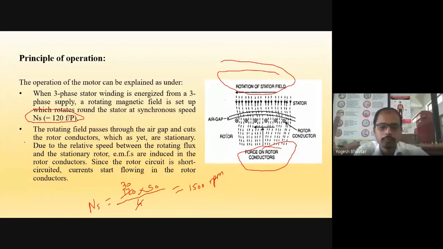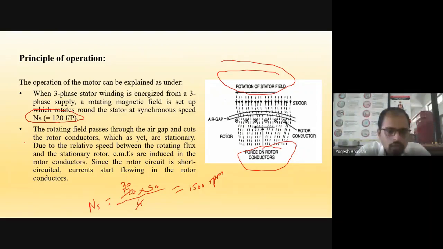Imagine that three-phase supply is given to the stator winding. The stator winding is producing a rotating magnetic field, and as the magnetic field is rotating, therefore e is equal to d phi by dt, Faraday's law of electromagnetic induction. So this law plays a role here. Due to that, there will be induced EMF in the rotor conductors. Why will there be induced EMF? Because there is a relative motion between the rotating magnetic field and the stationary rotor.